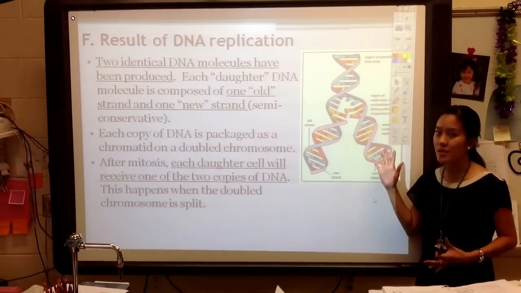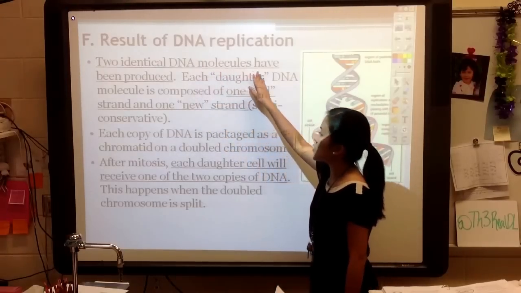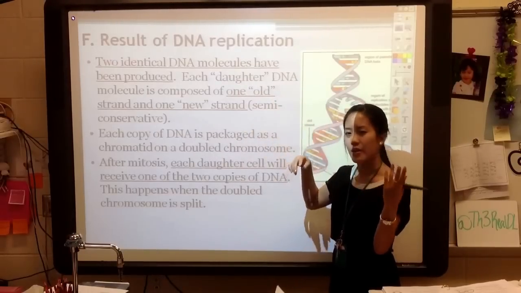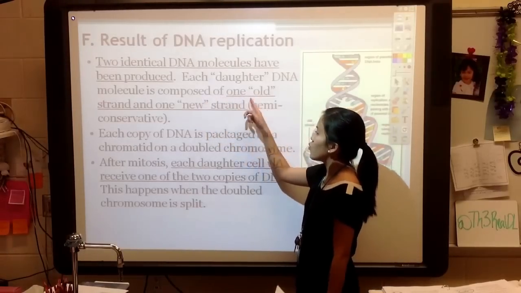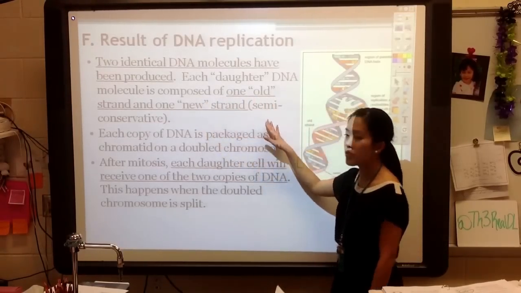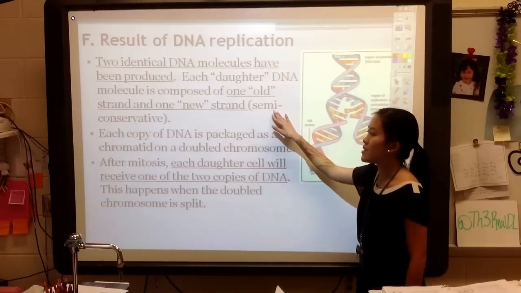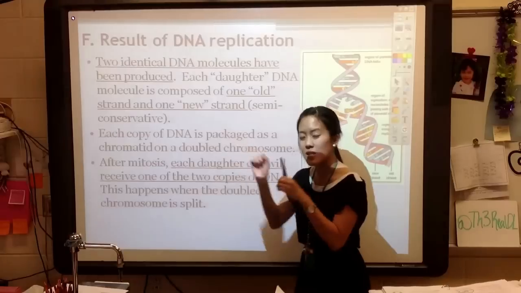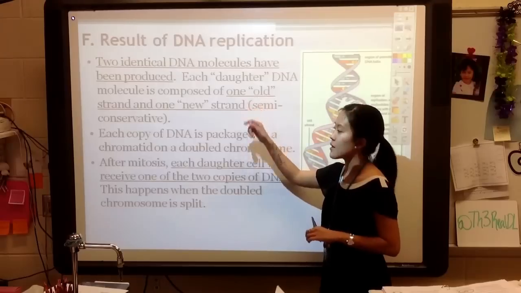So the end result of DNA replication is that 2 identical DNA molecules have been produced. Each daughter DNA, just like how we had daughter cells that are copies of each other, is composed of 1 old strand and 1 new strand, thinking about those separate sides. The term for this is semi-conservative. If you're being conservative, you're being safe, or you're saving something, so you're saving that old strand.